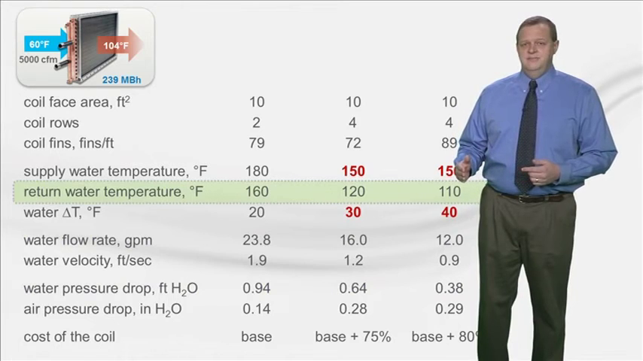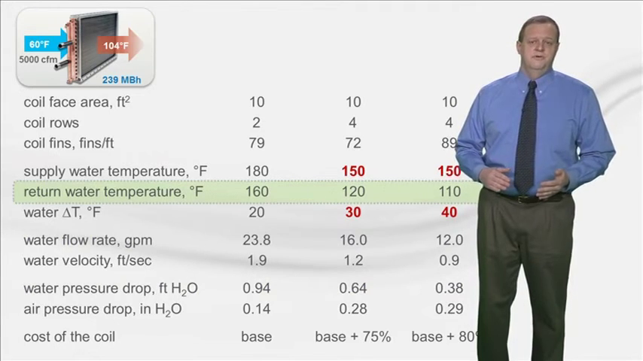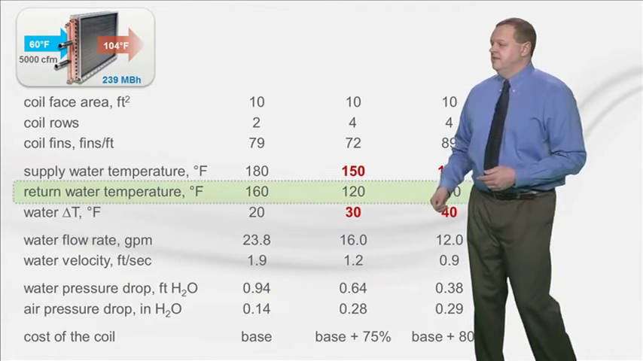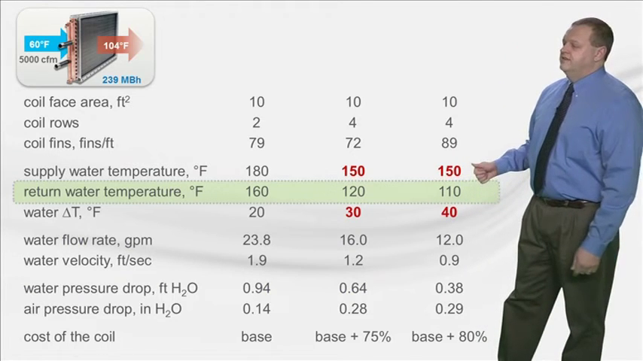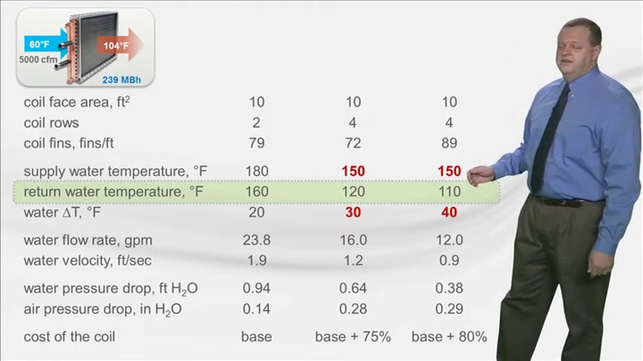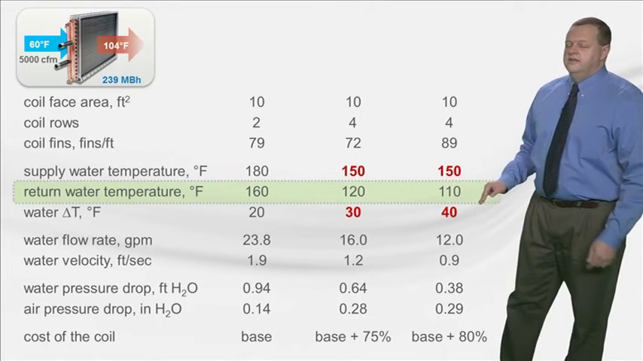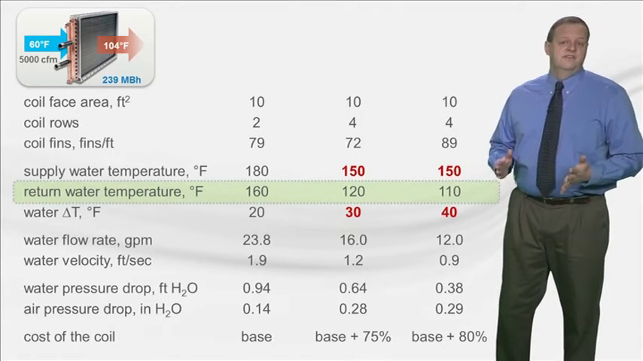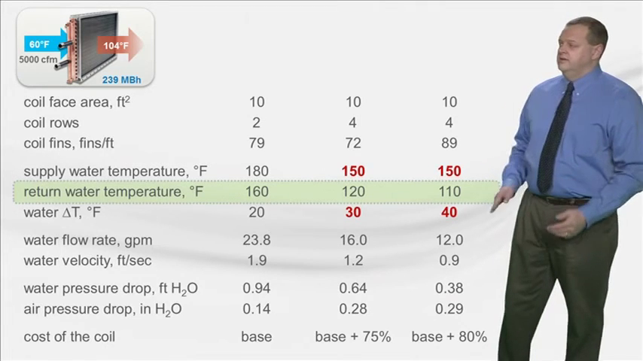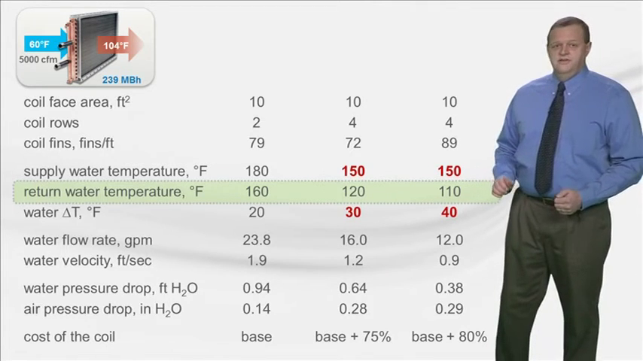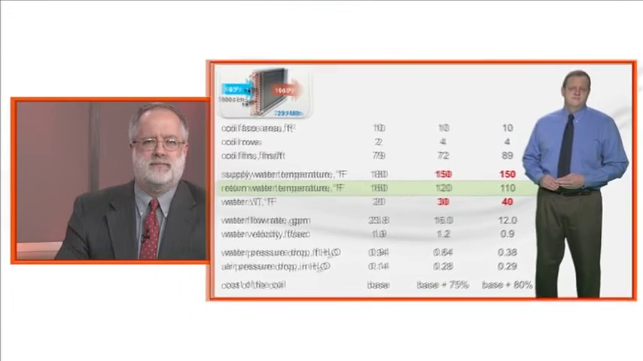A lower supply temperature means a lower return water temperature. In this example, with 150-degree supply, the temperature of the water returning to the boiler is either 120 or 110 degrees. These temperatures are lower than what's allowed for a conventional boiler, but these temperatures are well suited for the newer condensing type boilers.